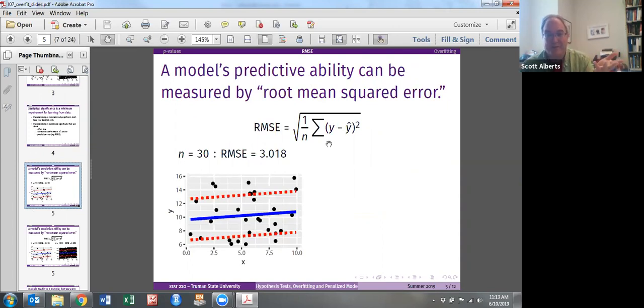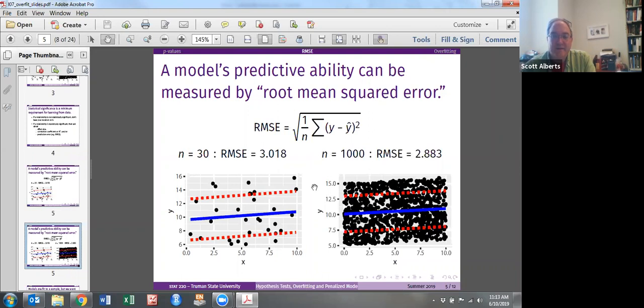Again, in data science, we don't calculate it by hand. But what it is, you take each point and you see how far away it is from its predicted value. Take that difference, you square it. So we have a squared error. Then we add them all up and divide by how many there are. That's a mean squared error. And then we take the square root of it to get back to the units that we started with.